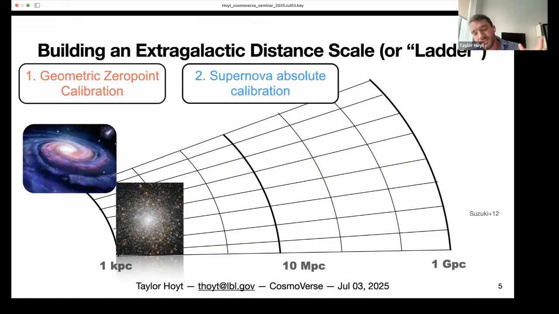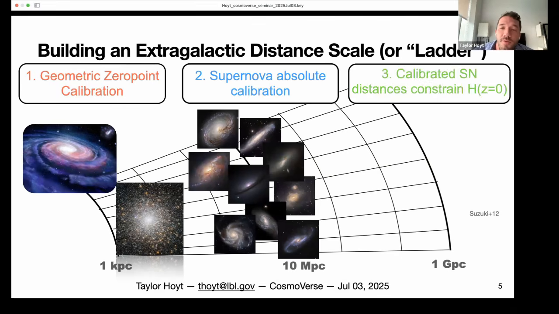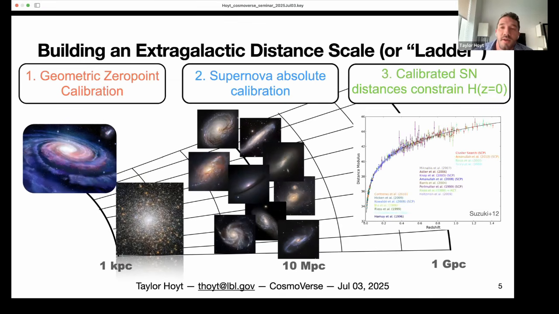These geometric distances are then used to calibrate what we call a primary distance indicator, like Cepheids or the tip of the red giant branch. And we use space telescopes such as Hubble or James Webb to then observe these primary distance indicators in supernova host galaxies in rung 2, the point of which is to calibrate the luminosity of the type 1a supernovae, which we then use to probe distances in the Hubble flow.